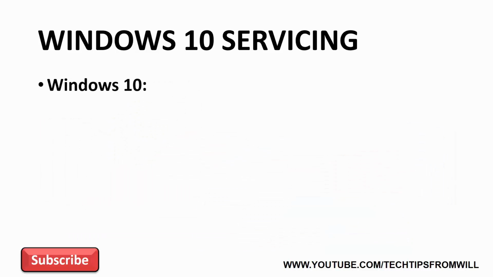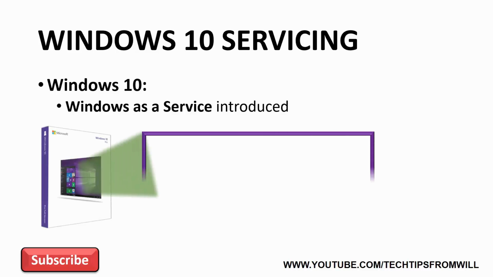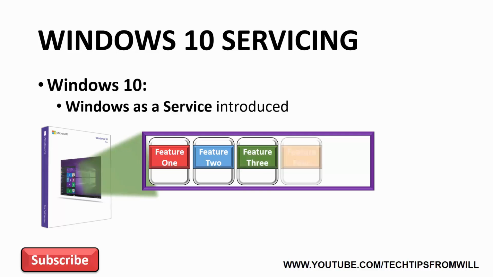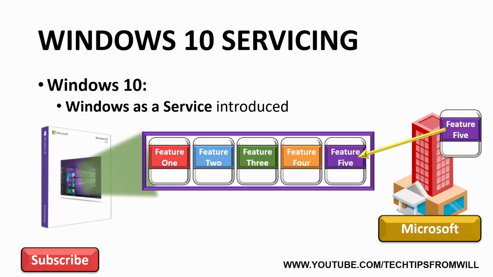With Windows 10, Microsoft announced that this servicing model would be changed in favour of a newer servicing model called Windows as a Service. The idea of Windows as a Service is that the Windows 10 operating system is continually improved and built upon. In other words, when new features are developed by Microsoft, these features are actually added to the Windows 10 operating system as an update, rather than to a newer operating system altogether.